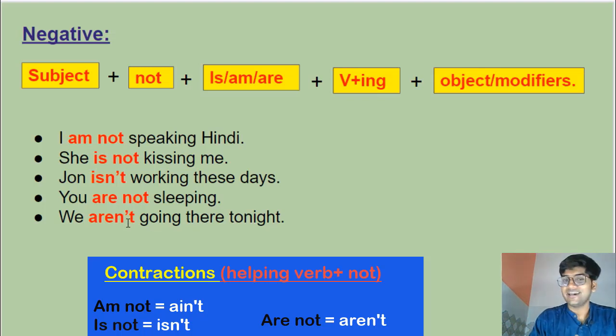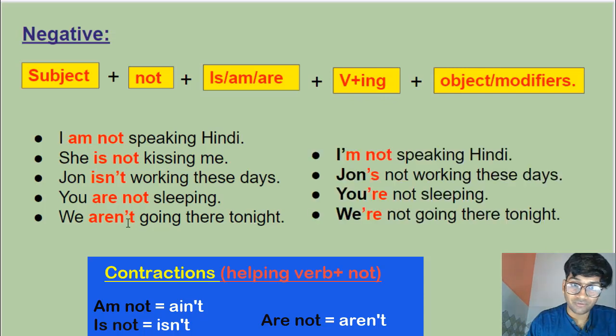Okay, guys, there are two ways to do contractions. Number one, we contract the helping verb and the word not. Am not is changed into ain't, which is not very formal. Is not is changed into isn't, and are not is changed into aren't. And the other way to do the contraction is bringing the subject and the helping verb together. Look at these examples. I am not speaking Hindi. I'm not speaking Hindi. I am is changed into I'm.